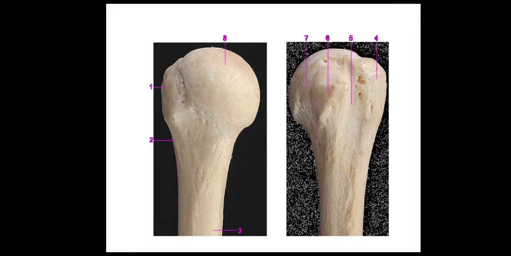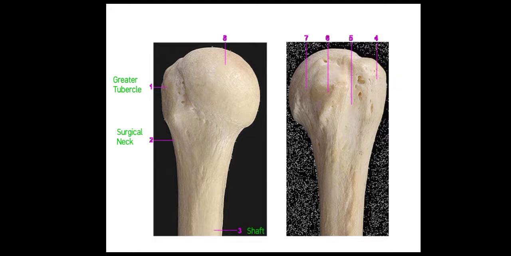Okay, so number 1, what do you think it is? The first structure here is the greater tubercle that is located laterally. The second one is this one. What is it? What do you think? It is the surgical neck of the humerus. Then this one, this is an easy one to guess. This is the shaft.